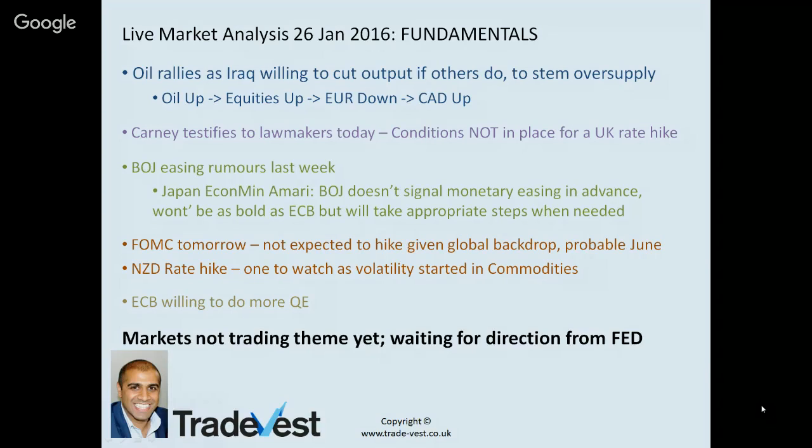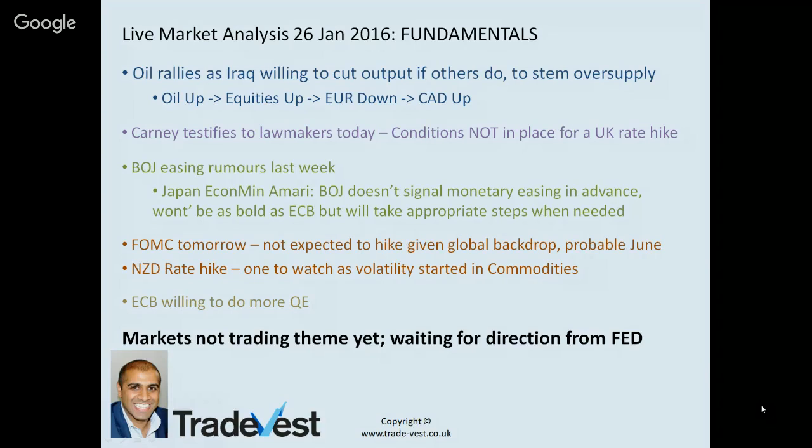New Zealand rate hike tomorrow is obviously one to watch. The volatility started in commodities. We know the ECB are willing to do more quantitative easing if they need to, but we've had positive data out of the Eurozone. So it is a bit of a mixed theme with the Euro right now, which is why it's just bouncing back and forth in the channel, because it's susceptible to what's happening in the cross pairs. So, Euro Oz, Euro New Zealand, for example.